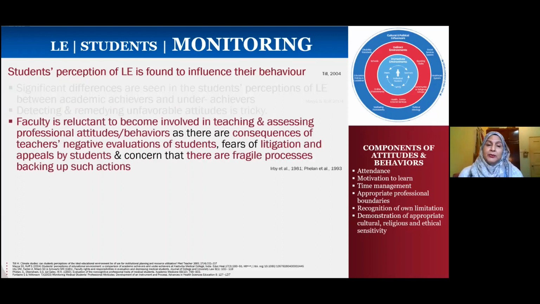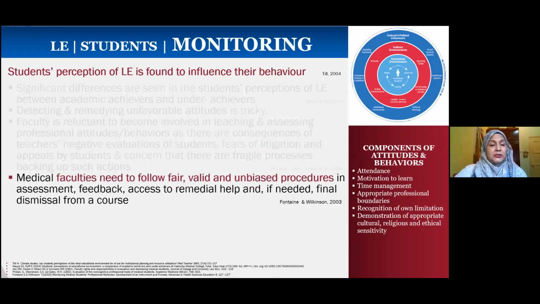Faculty is reluctant to become involved in teaching and assessing professional attitudes and behaviors, as there are consequences of teachers' negative evaluation of the students. If they evaluate the students negatively, there is a fear of litigation and appeals from the students, and concern that there is a fragile process backing up such actions. This is highlighted in a number of articles which I've read over the past few weeks. So practically the staff member really feels stressed out to say anything bad about the students.